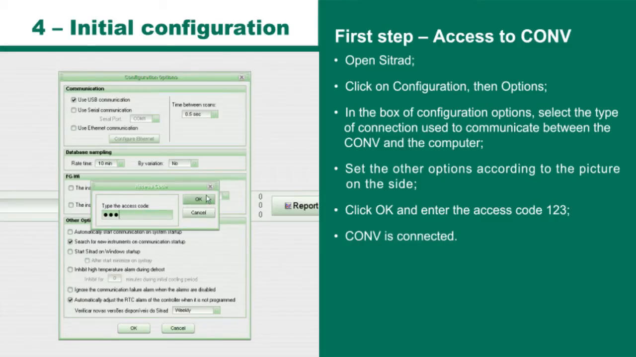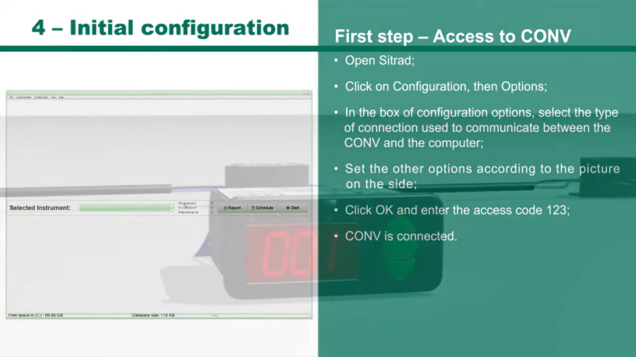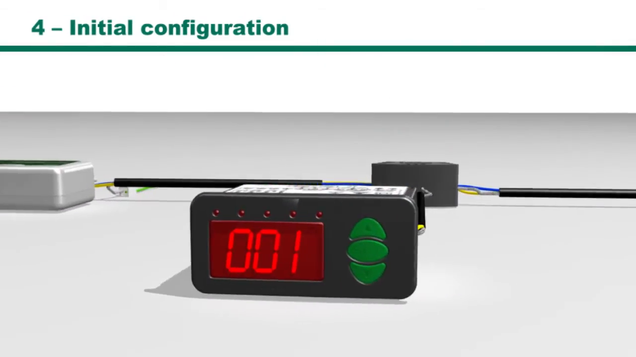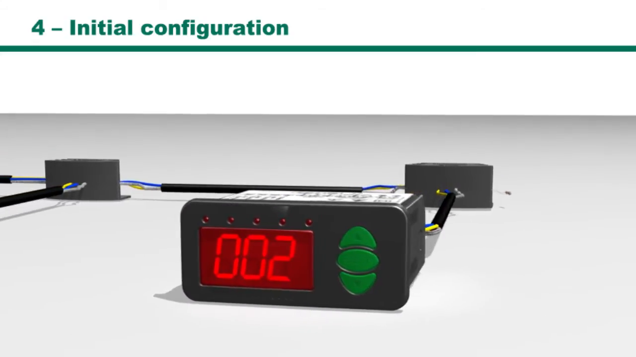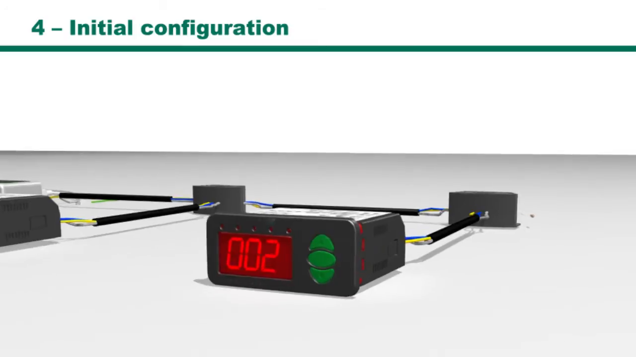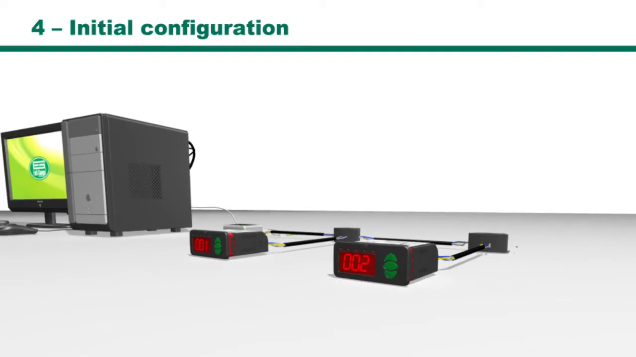Conv is connected. Before you start configuring Sitrad, make sure the instruments have different serial address parameters. Refer to the manuals of the controllers to learn how to alter the address parameter. Until the beginning of this training, the serial address is the last parameter of the setting list in all controllers.